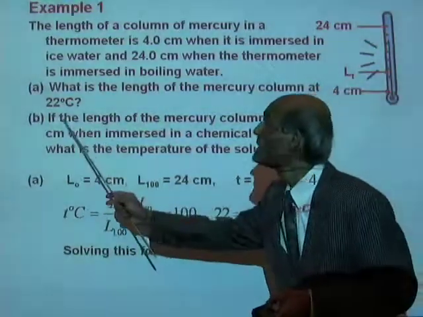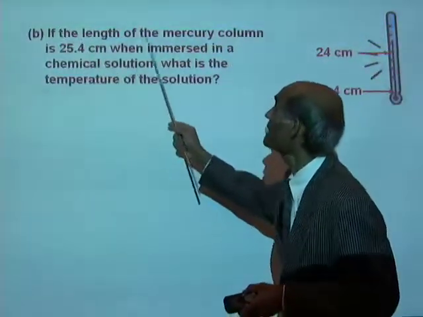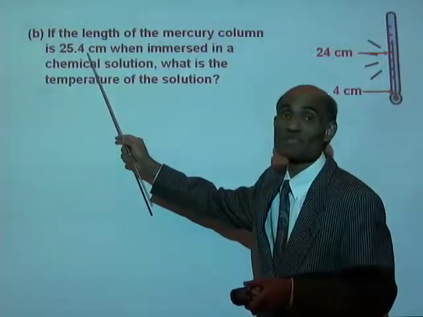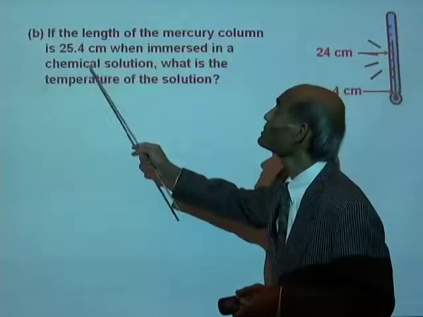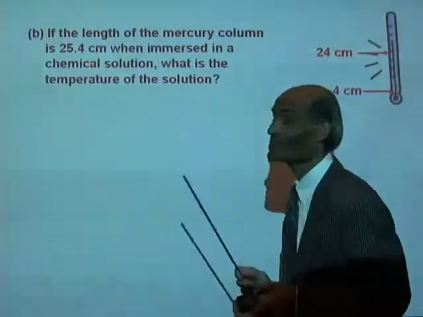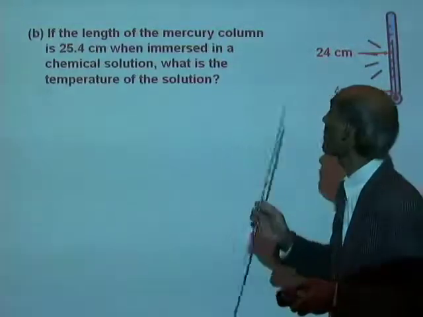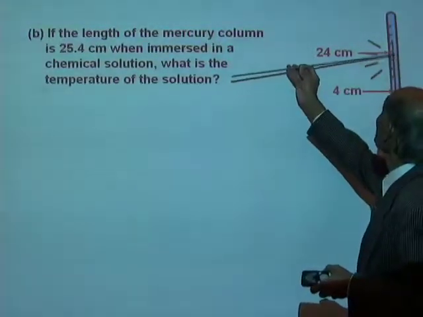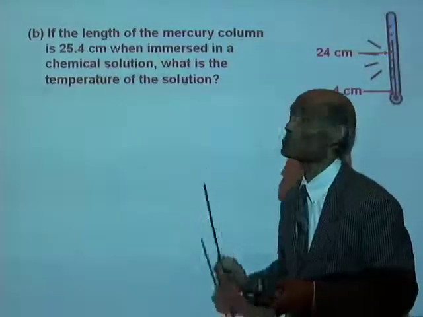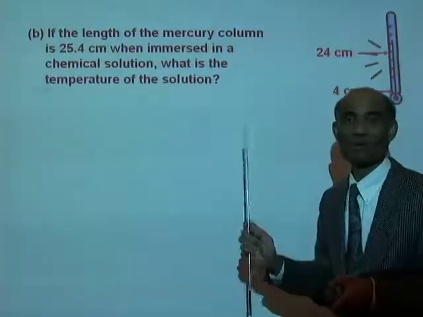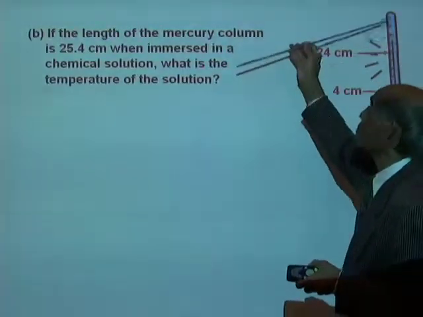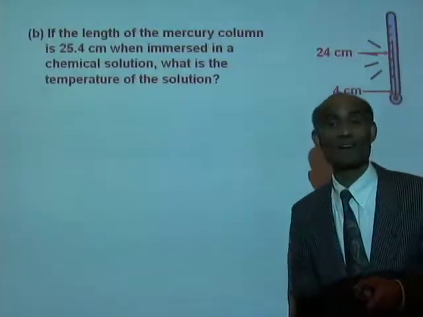Let's now look at the B part. If the length of the mercury column is 25.4 centimeters when immersed in a chemical solution, what is the temperature of the solution? Now obviously, if the level has to go above 24, the level of mercury is 25.4 when immersed in the chemical solution, you would expect the temperature to be higher than 100 degrees Celsius.